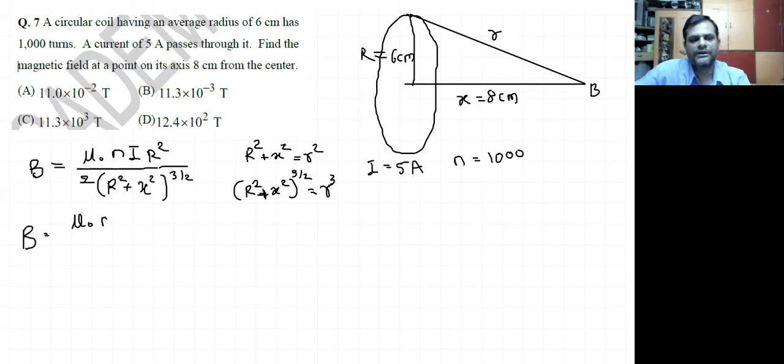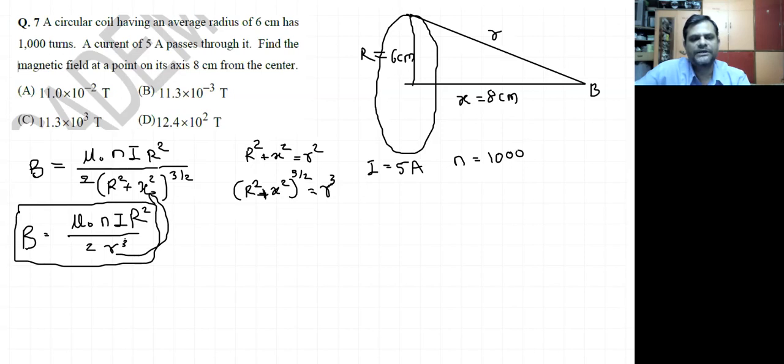ये देखो, μ₀ n I R² upon 2 R³, that's it. So इतना सिंपल फॉर्मूला आपको मिलता है। एक्चुअली यही फॉर्मूला करेक्ट है, या यही फॉर्मूला एक्चुअली बेसिक है। इसको ही हम एक्चुअली स्मॉल r को कैपिटल R और x के फॉर्म में एक्सप्रेस करने की वजह से उतना कॉम्प्लिकेट बना देते हैं। ये कॉम्प्लिकेटेड उसी वजह से बन जाता है। But this one only, and this one is more helpful in this case here.